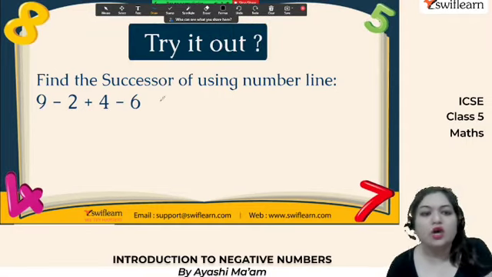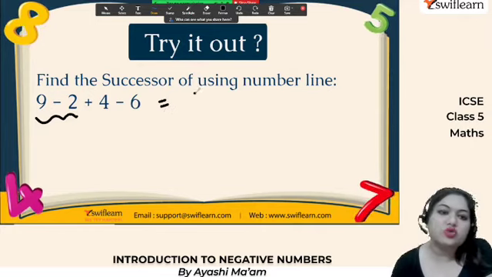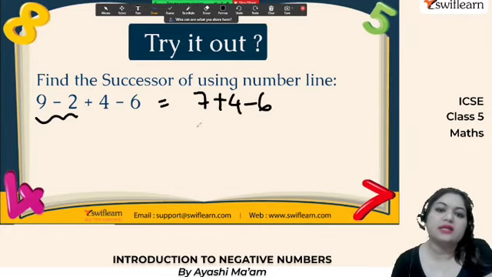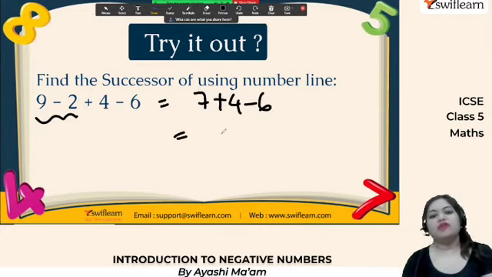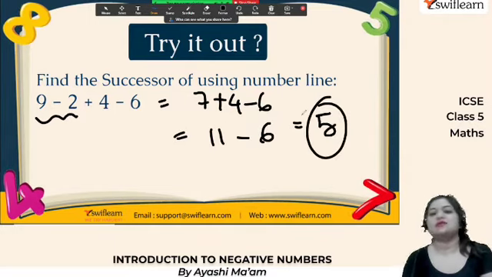Now first find out what is this number. So what is 9 minus 2? 9 minus 2 is 7. 7 plus 4 minus 6. So what is 7 plus 4? 7 plus 4 is 11. 11 minus 6. So you will get the answer as 5.